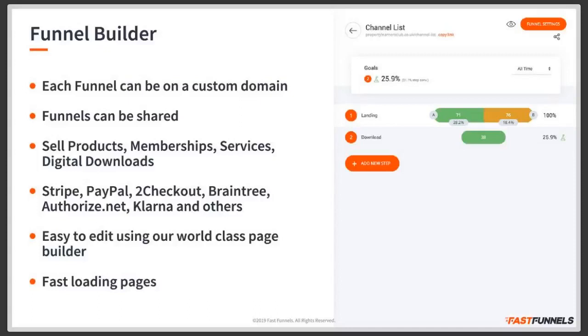And then we've got numerous different payment providers such as Stripe, PayPal, the two main ones really. To checkout, Braintree is popular, Authorize.net, and then Klarna, which is really good, quite popular in Sweden. And then many others as well. We've got quite a lot of international ones that many of us won't have heard of, but they're important to our international clients. So we want to try and help as many people out around the world start to market their services online. And then you have an easy to edit world-class page builder.